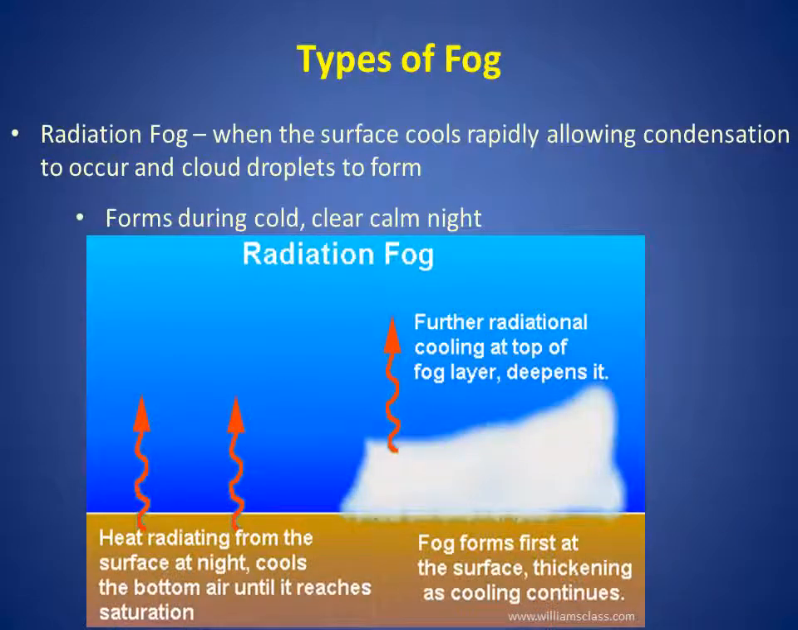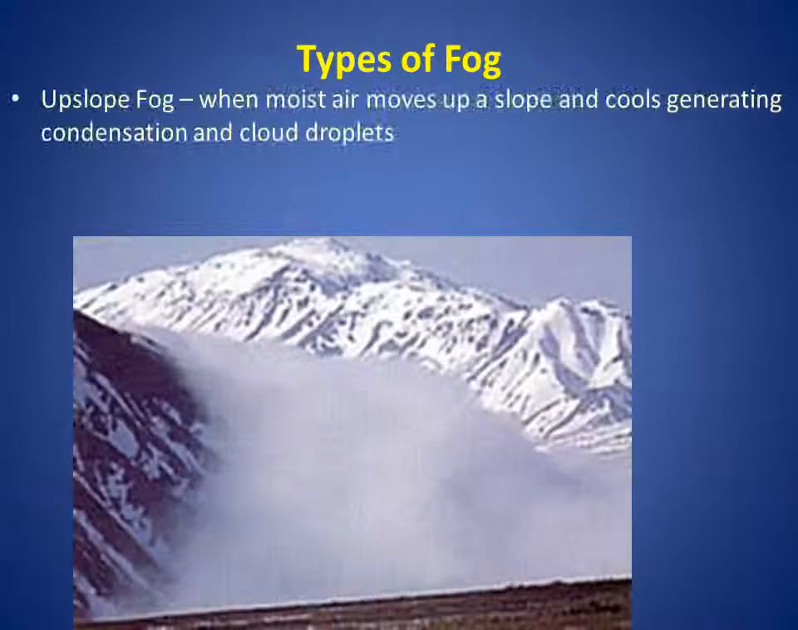The next type is radiation fog. This occurs when the surface cools rapidly, allowing condensation to occur and cloud droplets to form. Radiation fog usually forms during cold, clear, calm nights. Finally, upslope fog occurs when moist air moves up a slope and cools, generating condensation and cloud droplets.